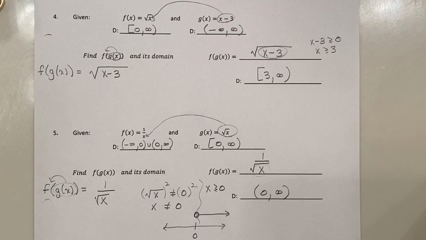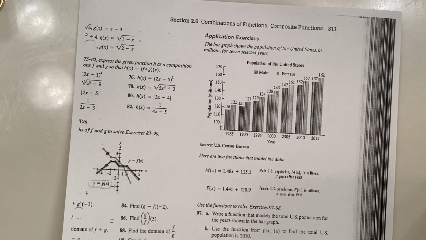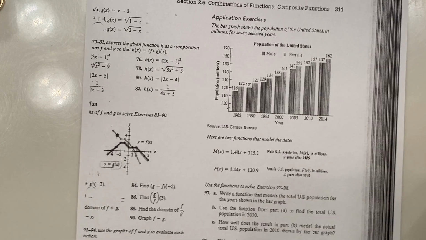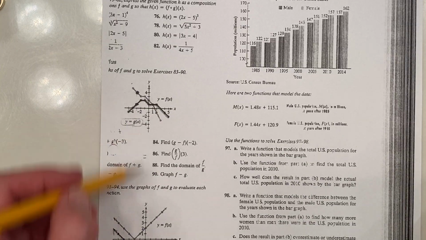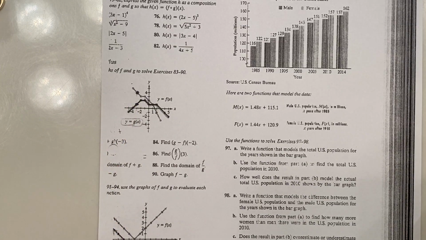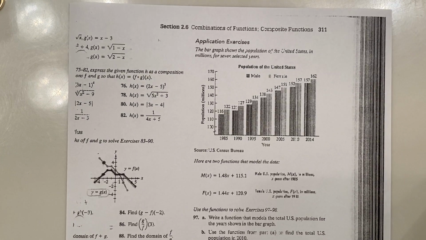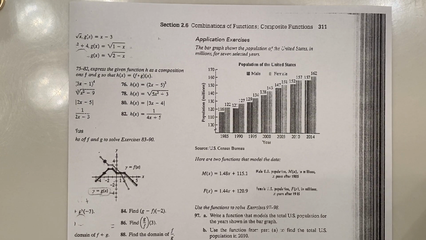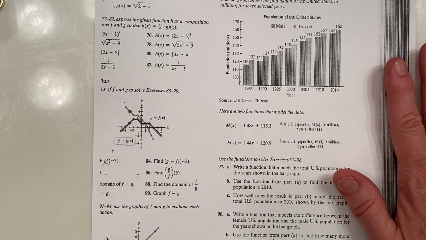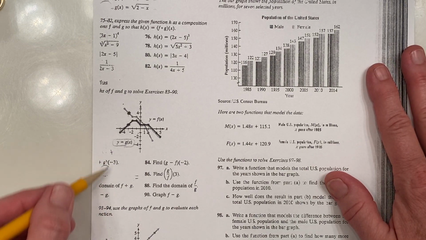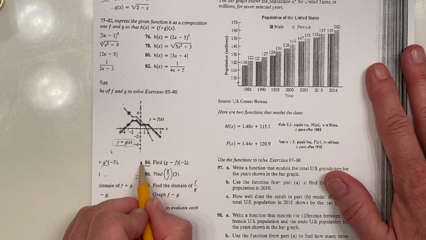All right, and one last thing I want to show you from the textbook is that you might have some problems where you're asked to interpret combinations and compositions from graphs. So this is page 311, and I made a copy of this page. Okay, and I want to look at something with you. Well, I can't see what's over here, but I guess I'll look at 84.